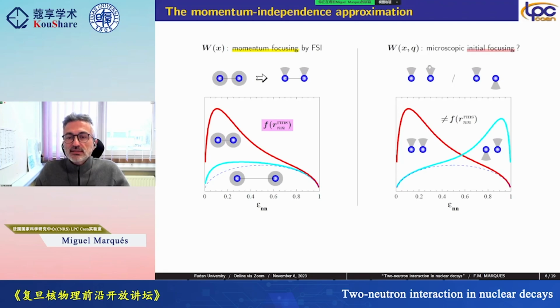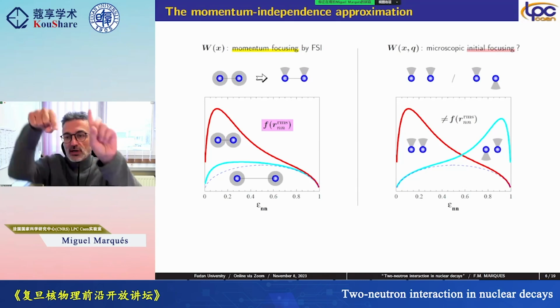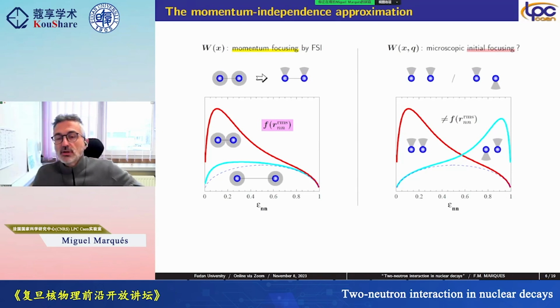For example, like this, you can have the neutrons like this in the wave function, or like this, for example. And in this case, you will have a strong low energy signal or a strong high energy signal. That has nothing to do with the distance between them. It has to do with the microscopic correlation.